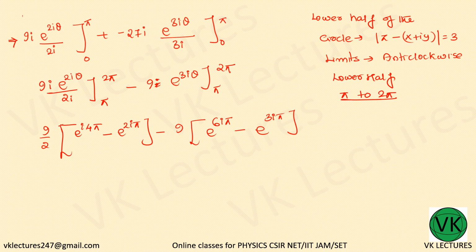The first term, e to the power 4 pi and 2 pi gives 0, minus 9 into the first term goes to e to the power 6, so that is 1, e to the power 3i pi is minus 1, so that's equal to minus 9 into 2, that is minus 18.